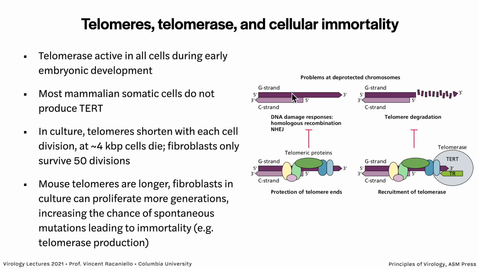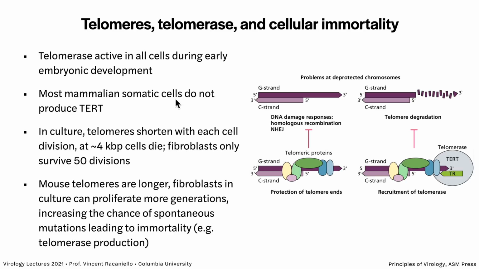Because remember, the ends of our DNA have this end problem. You can't fill it in because you remove the RNA primer. You have a gap. And so the telomerase is an enzyme that solves that problem. It fills in the gap using a small RNA that's copied by reverse transcriptase. This telomerase is active in all cells during early embryonic development. However, somatic cells typically do not produce TERT.